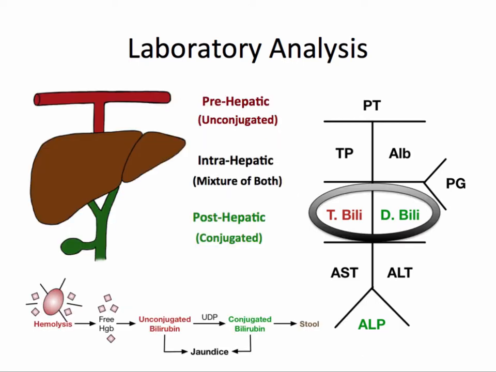When looking at bilirubin, the total bilirubin corresponds with unconjugated bilirubin as a pre-hepatic problem. The direct bilirubin corresponds with conjugated bilirubin and is a post-hepatic problem.